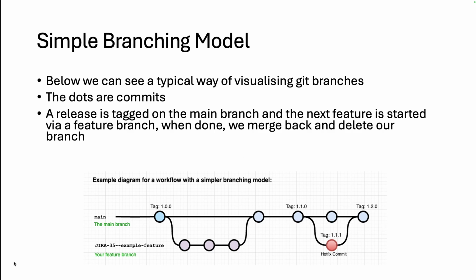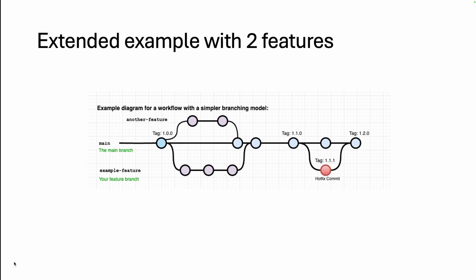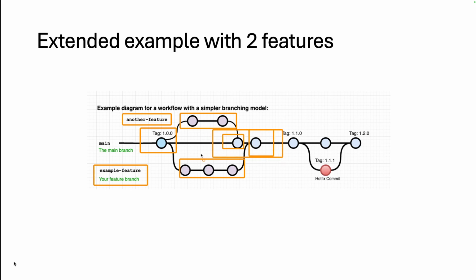But if we take a look at maybe a more advanced one, so you can see we're on main again and we have our 1.0.0 tag, and developer 1 branches off to create another feature, and developer 2 branches off to create another feature entirely. Developer 1 gets there first, and then developer 2 gets there and merges in, and the changes all merge together.